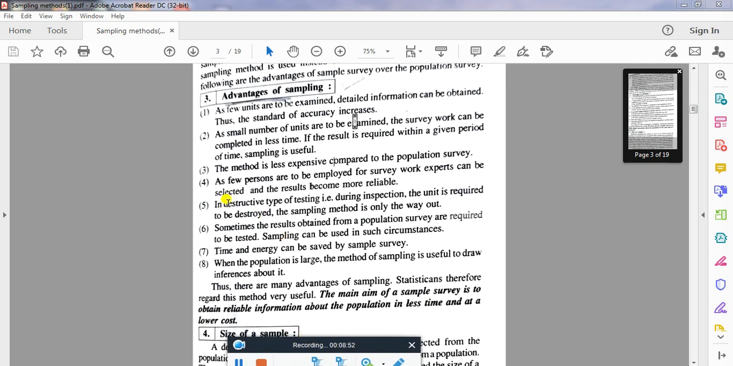So the example I gave, that bulb, in destructive type of testing, that is, during the inspection the unit is required to be destroyed or fused, the sampling method is the only way out. Sometimes the results obtained from the population surveys are required to be tested. Sampling can be used in such circumstances. Time and energy can be saved by the sample survey, and when the population is very large, then the method of sampling is useful to draw inference about it.